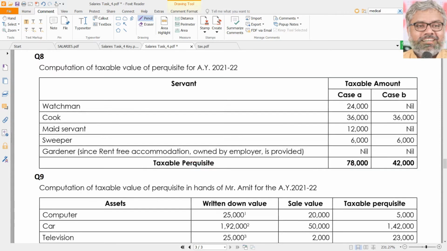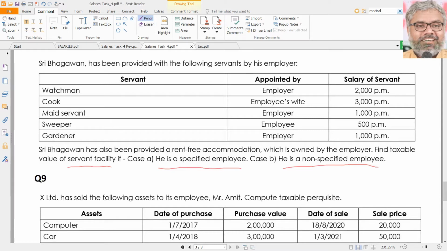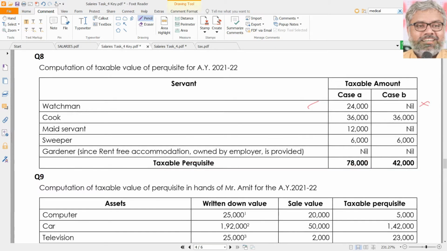Look at the watchman, the employer himself has appointed. If he is a specified employee, then definitely it will be taxable. If he is not a specified employee, it will not be taxable. Cook, appointed by the employee's wife, 3,000 per month. Who is paying? The employer is paying. So an obligation of the employee is met by the employer. This is not required to be checked. We don't have to check whether the employee is a specified employee or not. So it is taxable in all cases. So 36,000 is taxable in both cases.